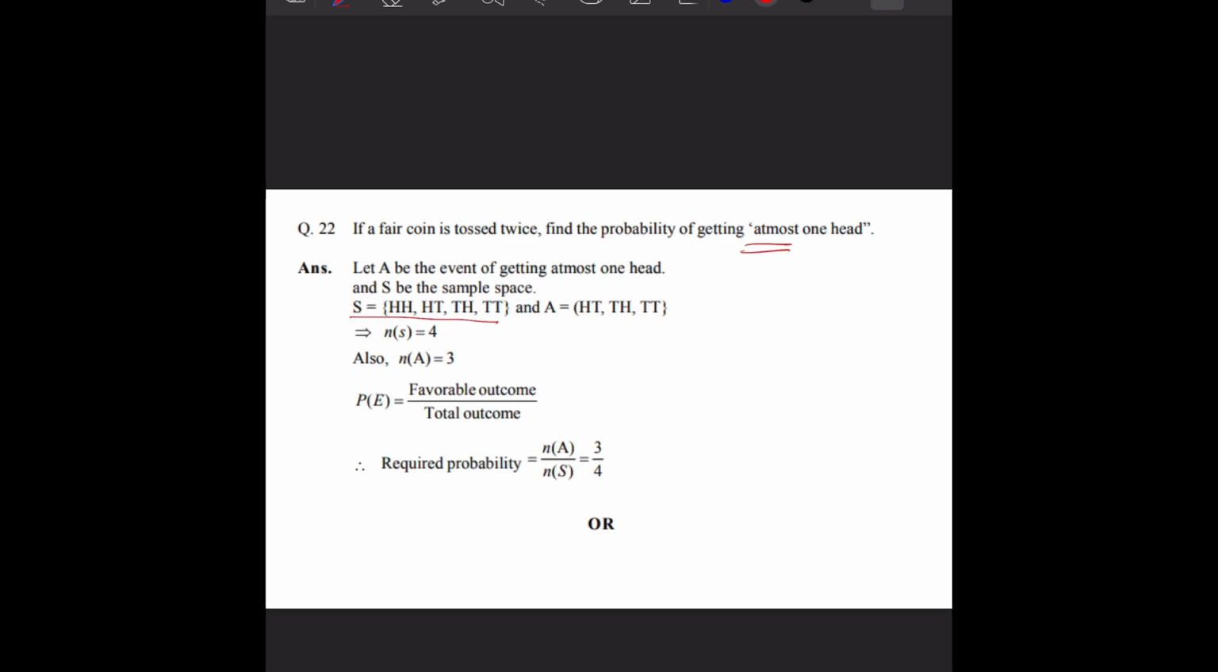And we need at most one head. ज़्यादा से ज़्यादा एक. So ज़्यादा से ज़्यादा एक या एक नहीं भी रहेगा तो भी चलेगा. So these are three outcomes and total outcomes are four. So then what is the probability of an event? Favorable outcomes upon total outcomes. What are my favorable outcomes? Favorable outcomes are three, total outcomes are four. This will be 3 by 4.